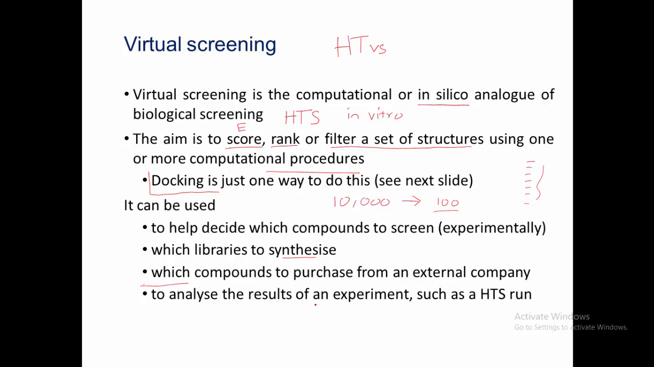Virtual screening can also be used to analyze the results of an experiment such as high throughput screening. For example, you can run high throughput screening, then select the active compounds. You can then analyze the results using molecular docking in order to study the binding interactions of those compounds in the specific enzyme.